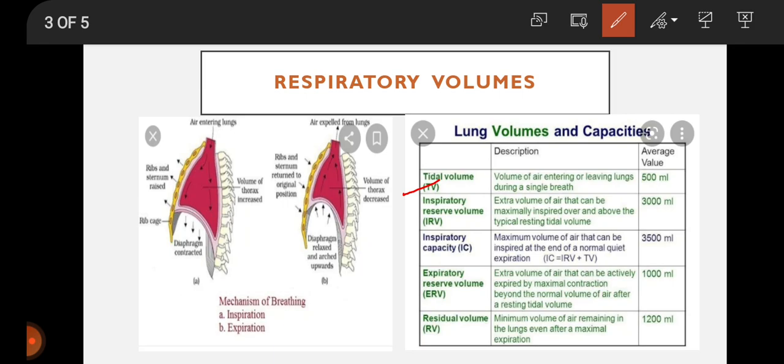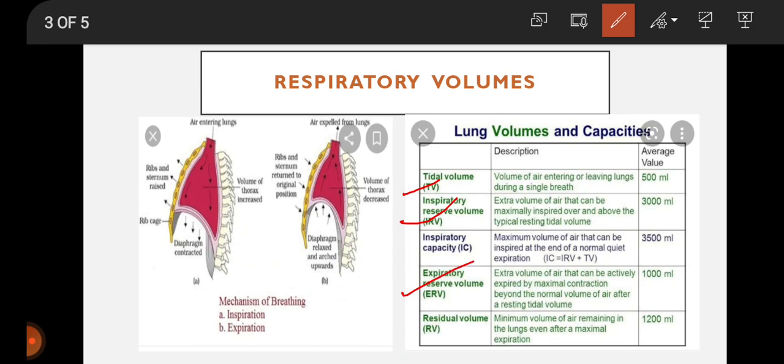Tidal volume: the volume of air inspired and expired during normal effortless breathing is called the tidal volume. It is approximately 500 milliliter. In inspiratory reserve volume, IRV, the extra volume of air that can be inspired beyond the normal tidal volume is called inspiratory reserve volume. It is about 2500 to 3000 milliliter.